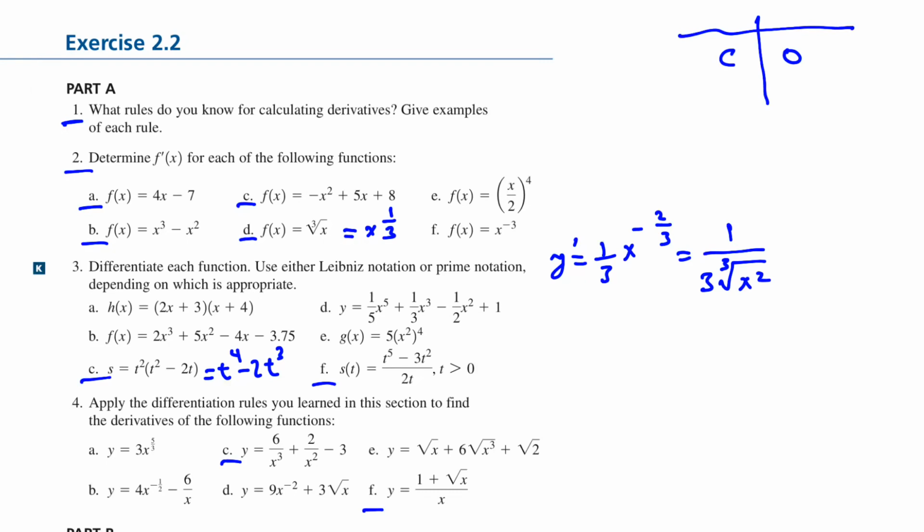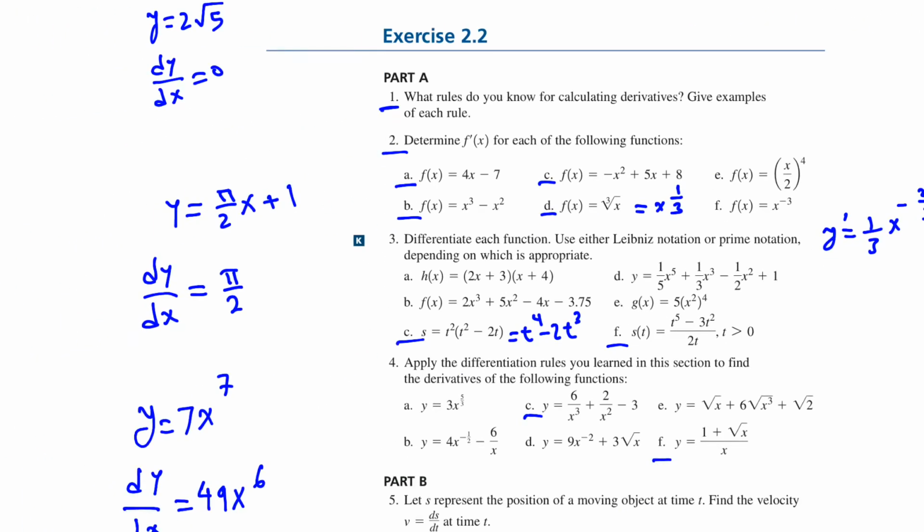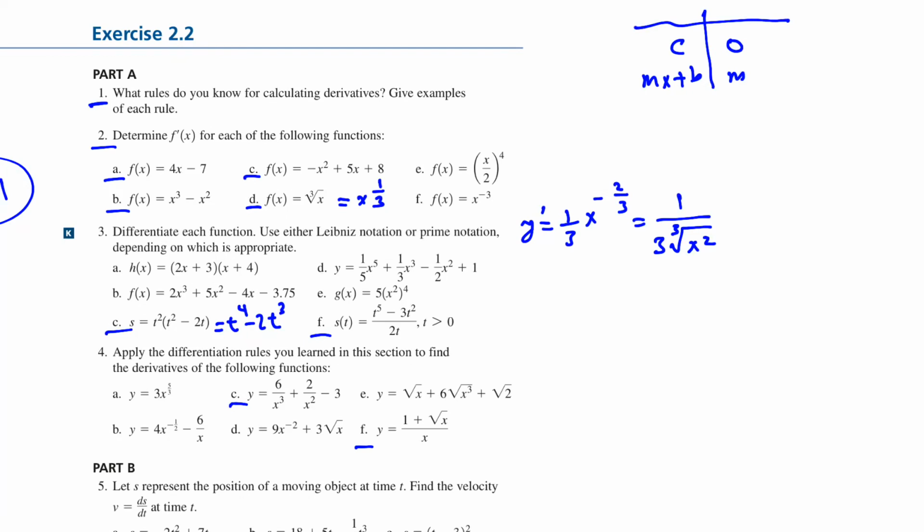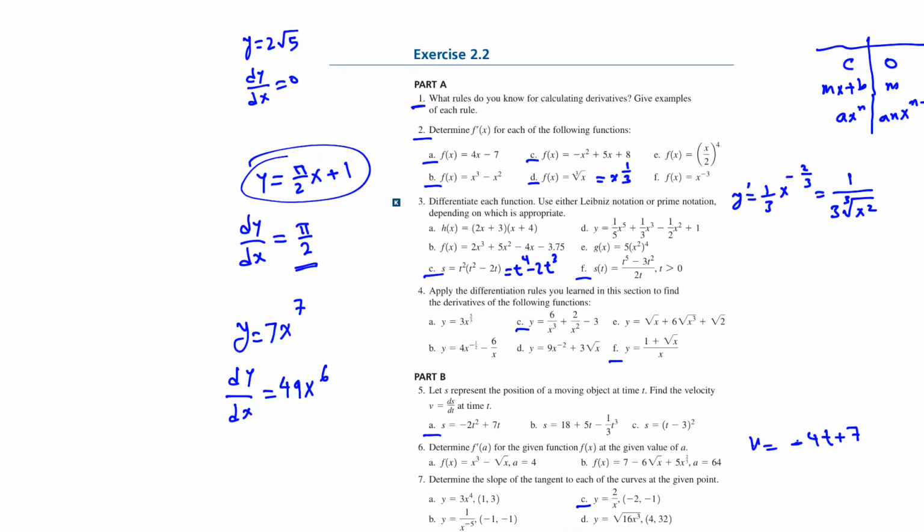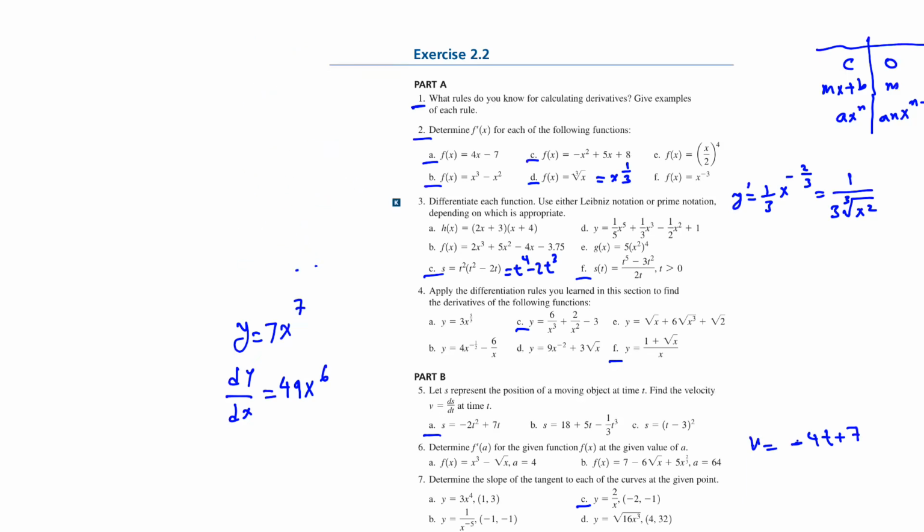The next example is the derivative of a linear function. The derivative of y equals mx plus b is m. For example, the derivative of y equals pi over 2 x plus 1 is pi over 2. The derivative of ax to the power of n is a n x to the power of n minus 1 when n is a real number. The derivative of y equals 7x to the power of 7 is 49, a times n, which is 49, x to the power of 7 minus 1, which is 6.